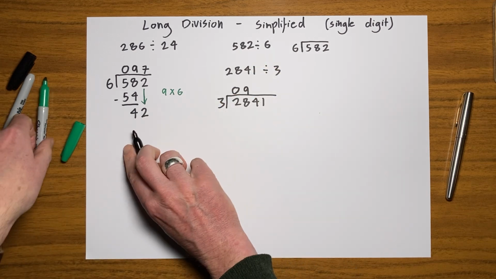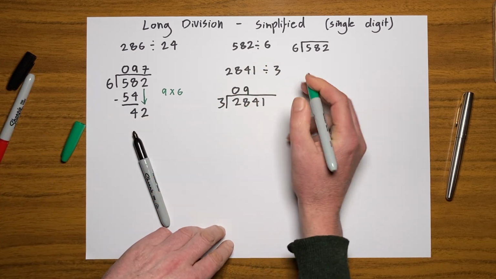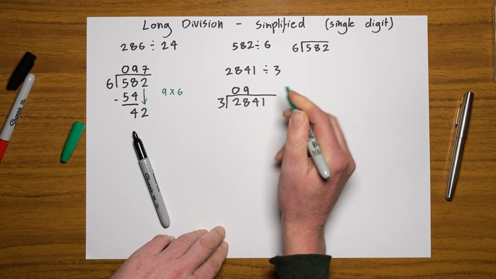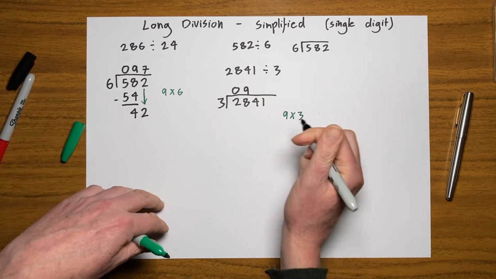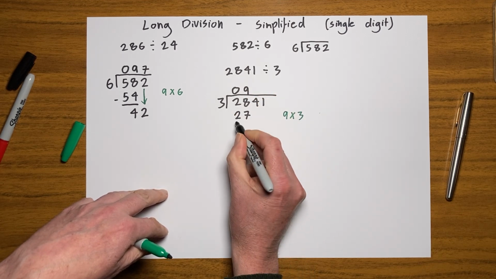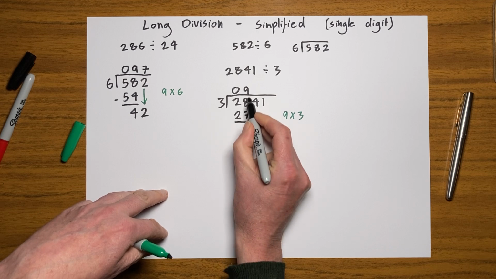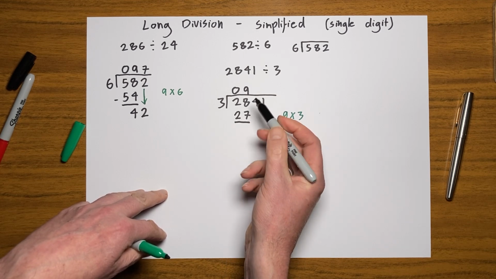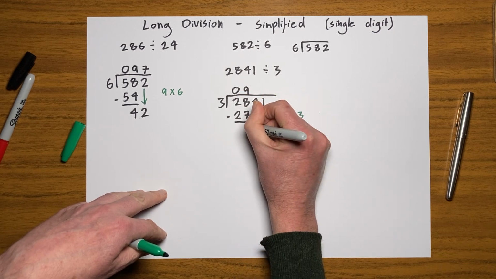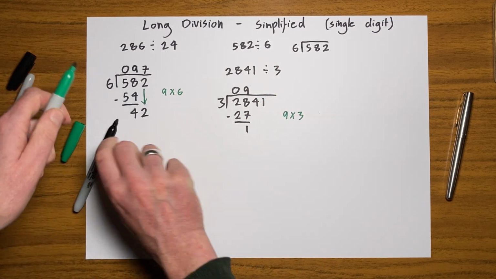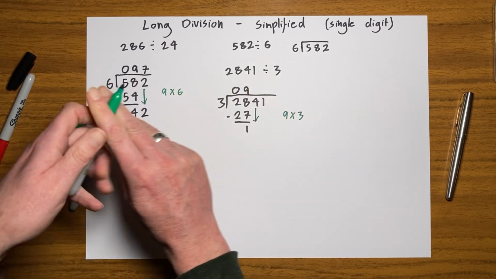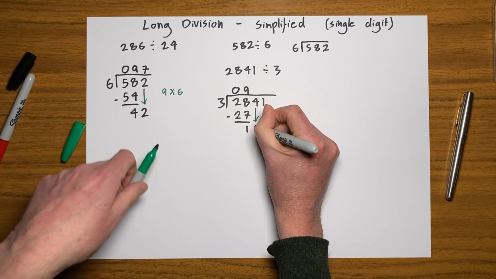And then I'm going to do 9 times 3. I'll write that for you here. 9 times 3 is 27. So I'm going to put that there. Then I put a line underneath it, and I find out what the difference is, what's left over, because I didn't get up to 28. So I'll take it away, and I've got 1 left over. Now I'm going to bring that 4 down, and I've got my next line.